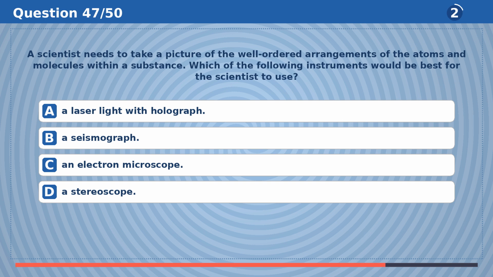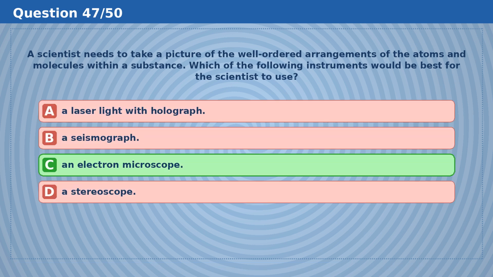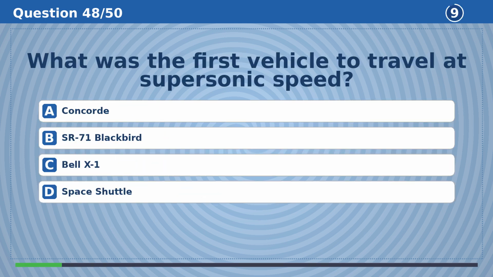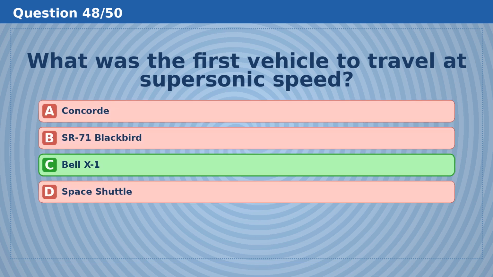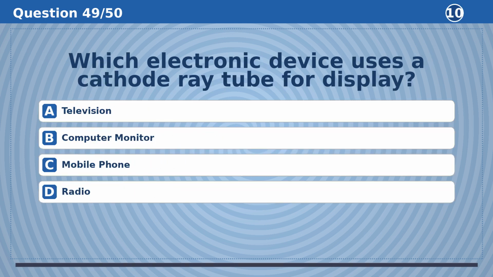A scientist needs to take a picture of the well-ordered arrangements of the atoms and molecules within a substance. Which of the following instruments would be best for the scientist to use? The answer is C. An electron microscope. What was the first vehicle to travel at supersonic speed? The answer is C. Bell X-1.